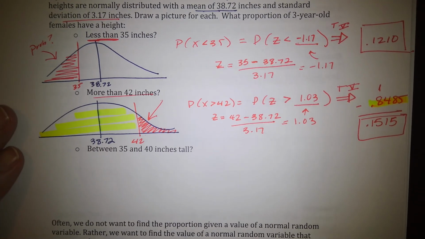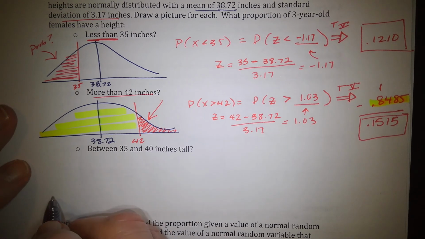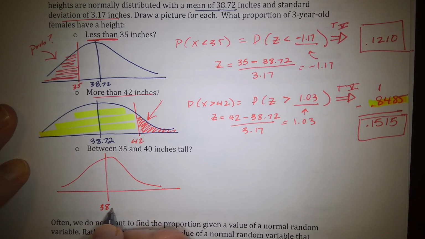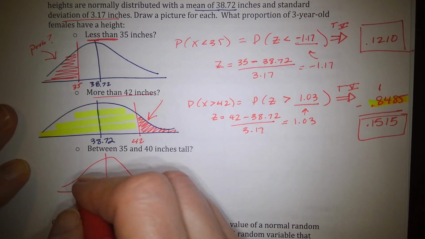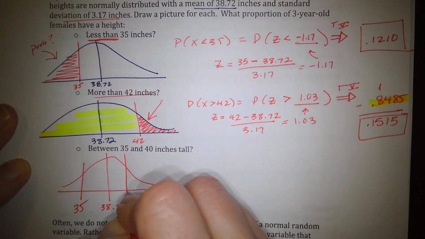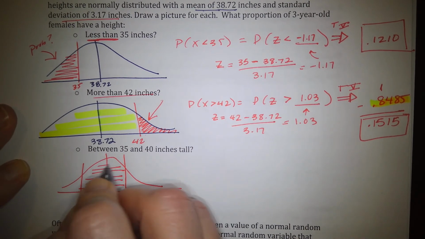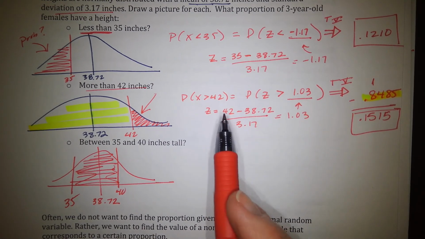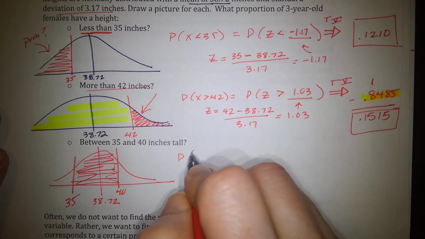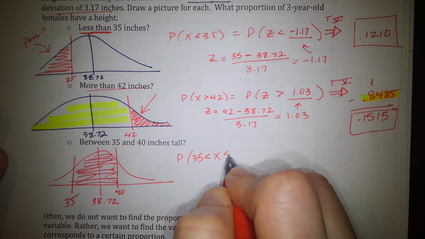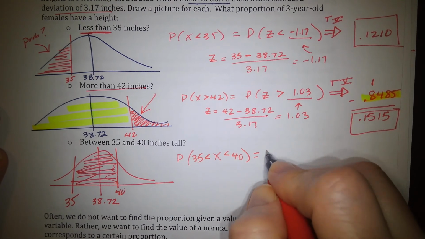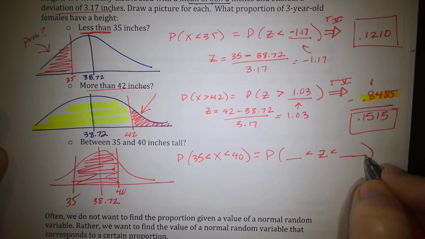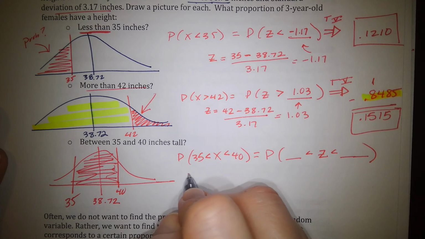All right, next one. Find the probability that a little girl would be between 35 and 40 inches tall. So 35 is going to be over here, 40 is over here, and we're looking for that area in between. Okay, so we're looking for the probability that x is in between 35 and 40. So we've got to find the probability that z is in between what two values? So we're going to find two z-scores.